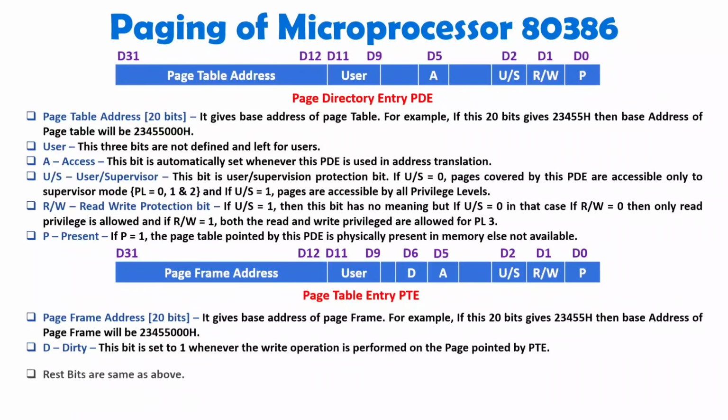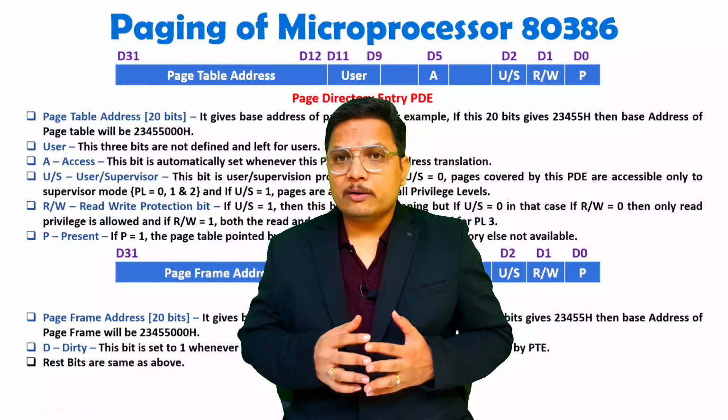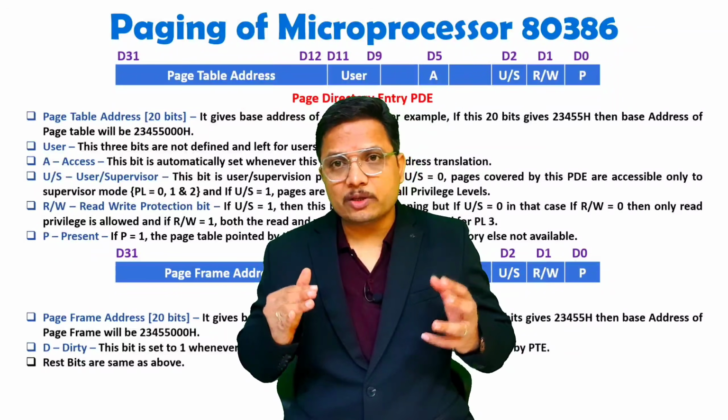And my dear students, the other bits are the same as in this PDE, so I am not going to explain that. That is the same as this, and you can observe even the format is the same, only the D bit is added over here at D6, right? So this is all about paging of the microprocessor 80386.